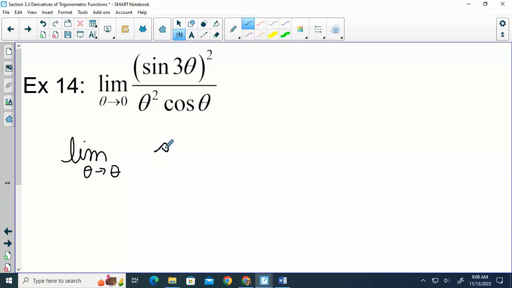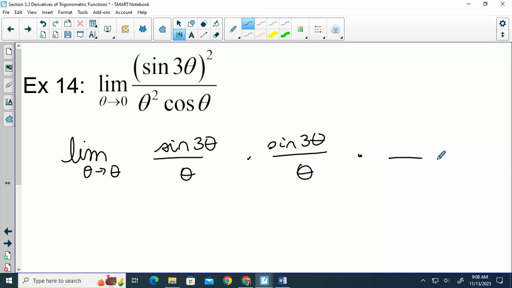We have a sine 3 theta squared, so we could pull those apart. We have on the bottom a theta squared, so I could put a theta with each of them. And then I have a cosine, and I don't really want that, so I'm just going to put it in its own little fraction. So if we multiply this out, we get back to the original problem. We haven't changed it mathematically.